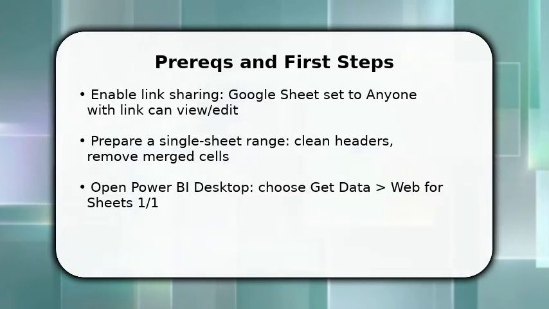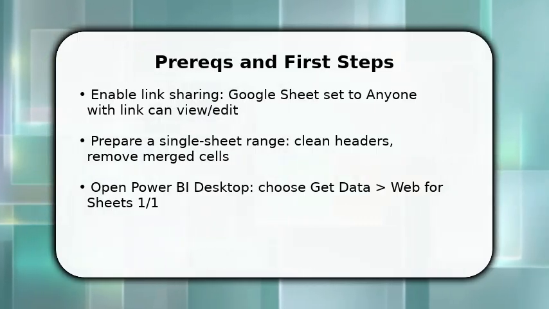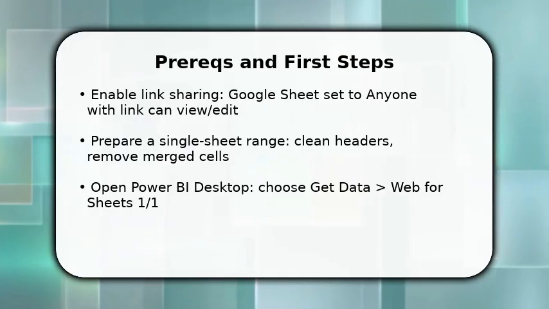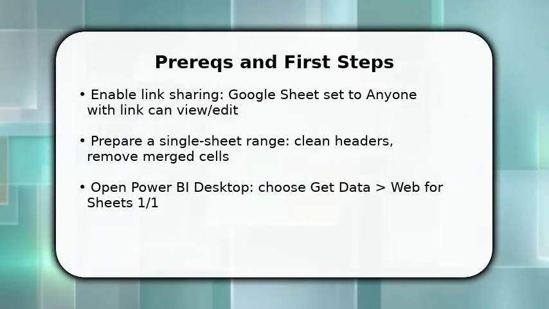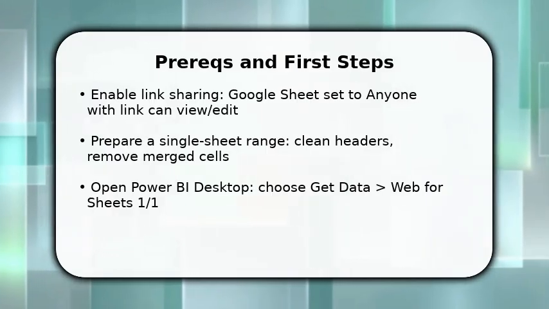You start by ensuring the Google Sheet is shareable. Set link access so Power BI can read it. Once done, tidy one sheet. Clear merge cells and confirm a header row because Power Query relies on clean headers to infer types correctly.